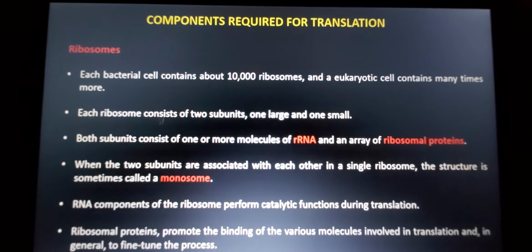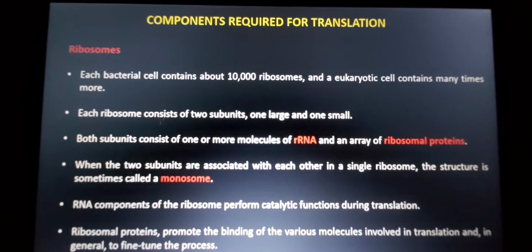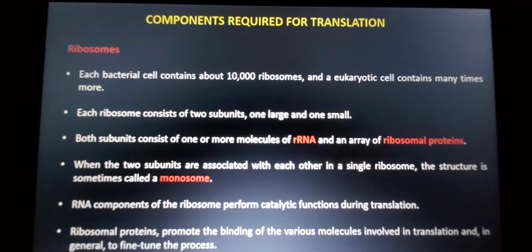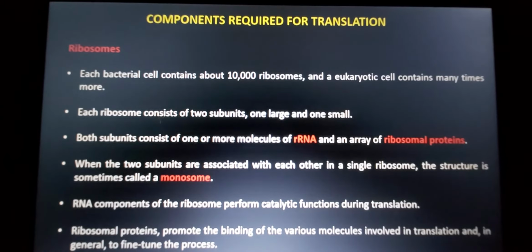Now there are two subunits in each ribosome, and when the two subunits come together they make a single ribosome, and that structure is called monosome. The catalytic function is carried out by the ribosomal RNA, and the proteins are involved in the binding of the various molecules which are involved in translation.